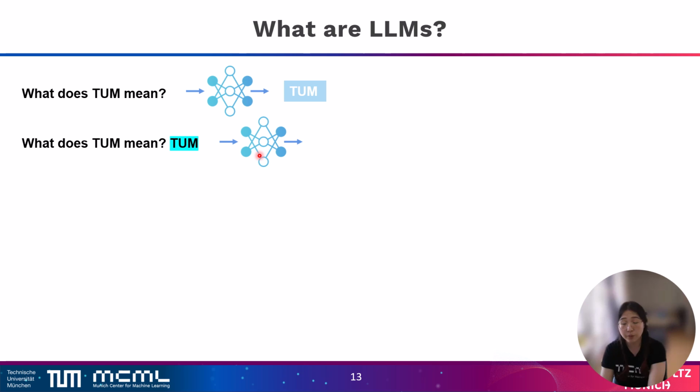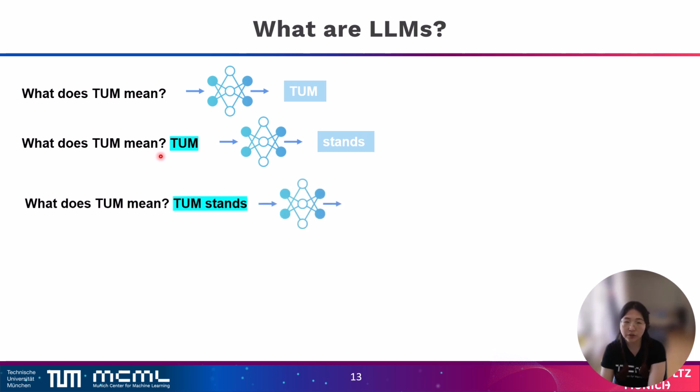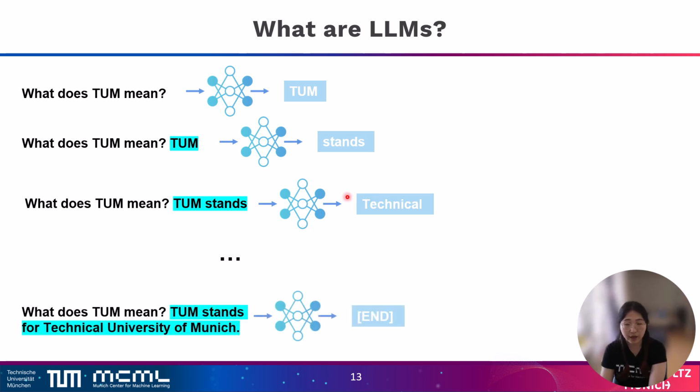Now the model will maybe generate one word like "stands." With "stands," what the model does is move the word to the questions part again: what does TUM mean, TUM stands, and then the model will generate another word, "technical." So you will do it step by step, and then eventually you will get the answer. What does TUM mean? TUM stands for Technical University of Munich. And then you will output an end word, which means you cannot generate any more.